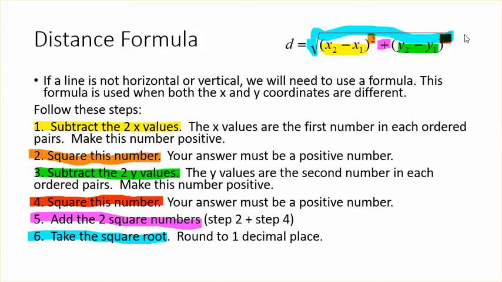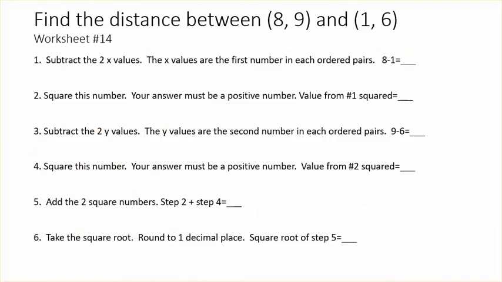At first, this formula can look complex. We're going to work through some of them together. Just focus on the steps, and you can definitely do this. We're going to do problem number 14 together. Number 14 says to find the distance between the points 8, 9 and 1, 6. We're going to walk through the steps.